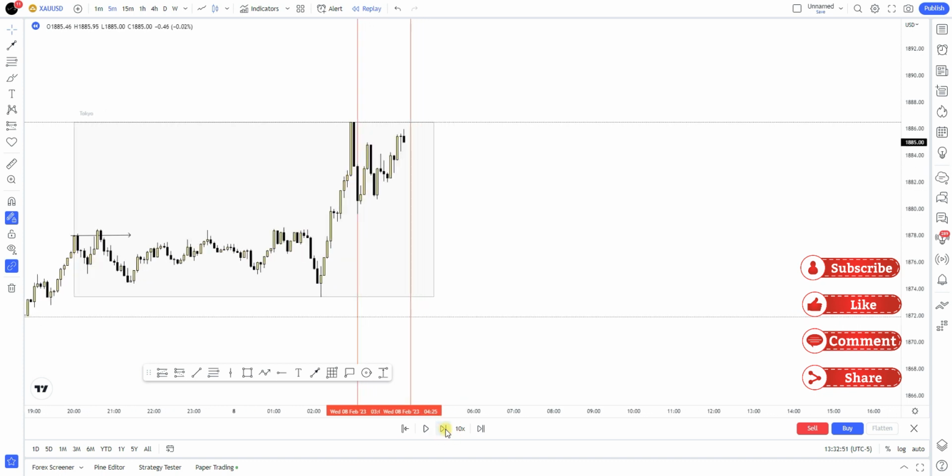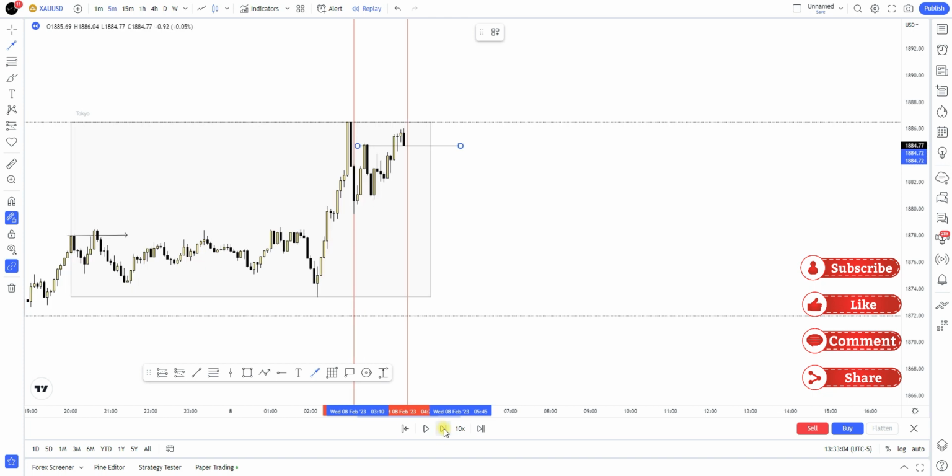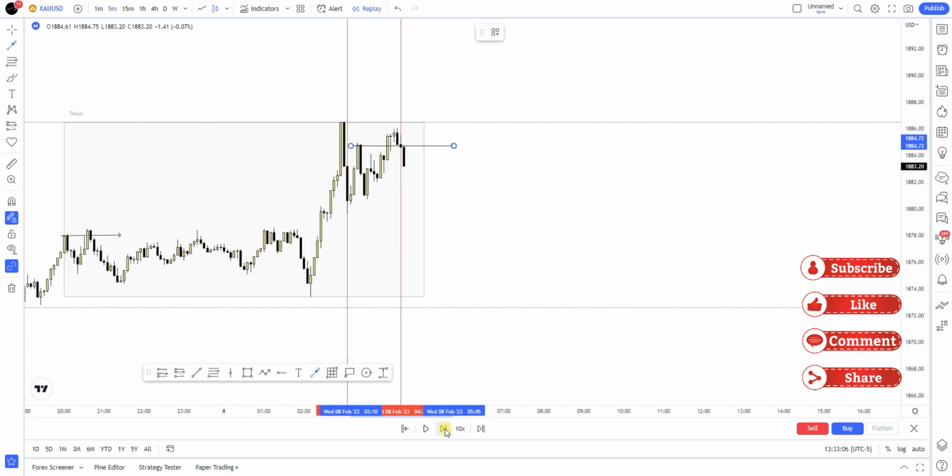Okay, so let's keep going. All right, so it's pushing back up. I'm going to mark off this candle right here, just this high right now. This would be considered a higher low, based off these candles here. So let's keep going.